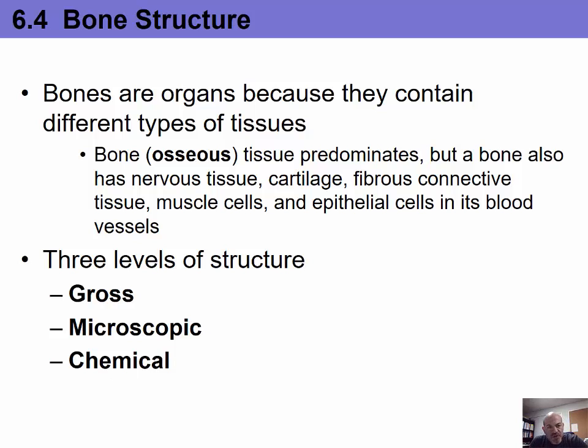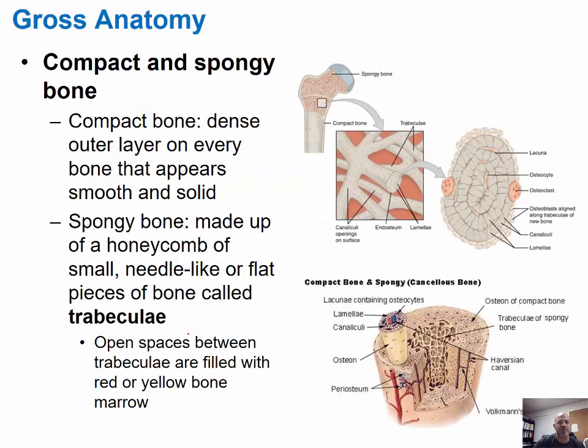Okay, so now we're going to look at bone structure, and bones themselves are considered organs because they are made up of different types of tissues. The main type of tissue, though, is osseous tissue, and then we also have nervous tissue, cartilage, fibrous connective tissue, muscle, and epithelial cells, which can be found within the blood vessels that are in the bone. There are 3 levels of structure: gross structure, microscopic and chemical structure, and we're going to look at that structural organization in the next several slides.